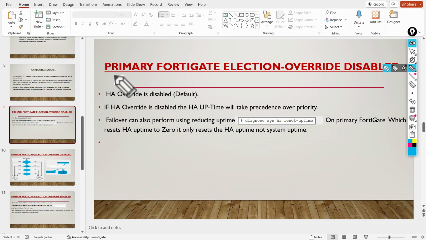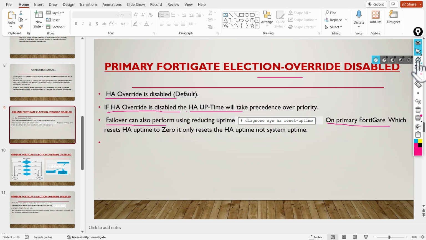So the first case is primary FortiGate election when override is disabled. This is the default behavior. HA override is disabled by default, and if HA override is disabled, then HA uptime will take precedence over priority. Failover can also be performed by resetting the uptime using the command diagnose system ha reset-uptime on the FortiGate firewall, which resets HA uptime to 0. It only resets the HA uptime, not the system uptime.